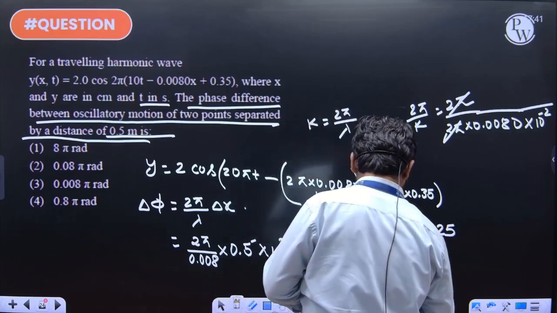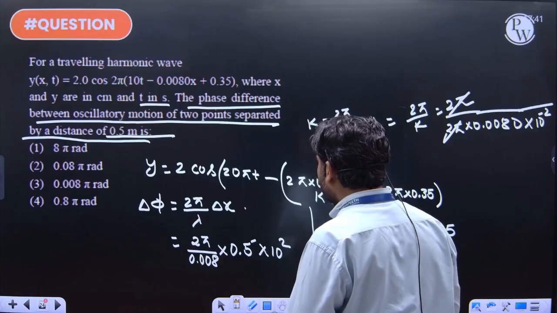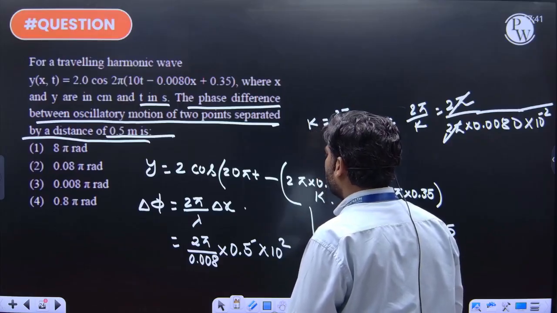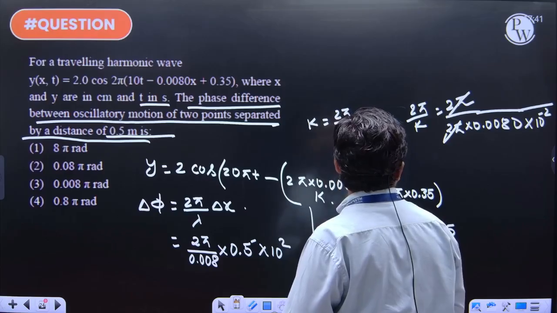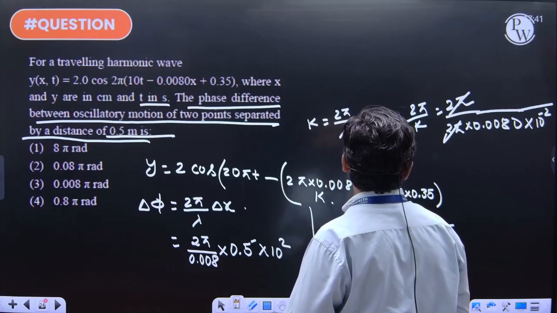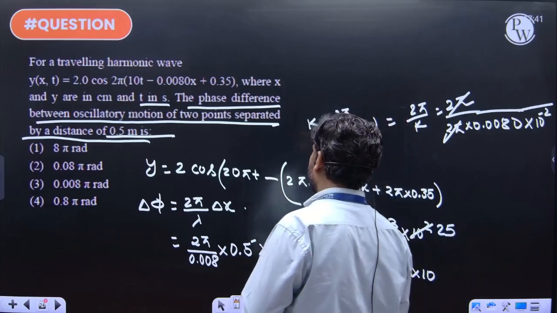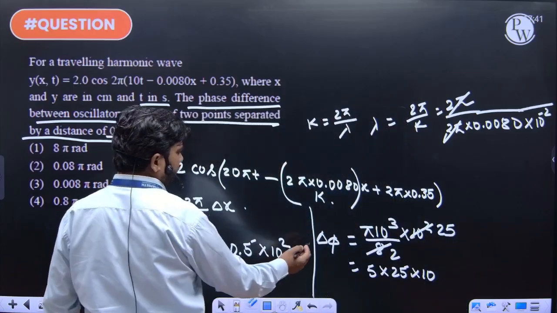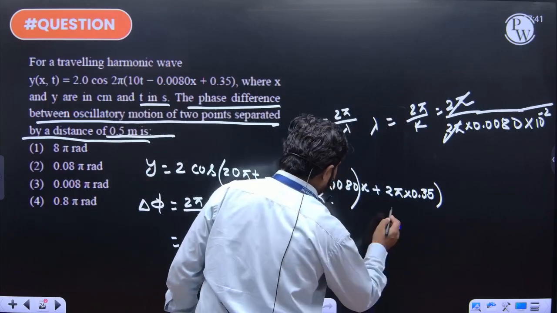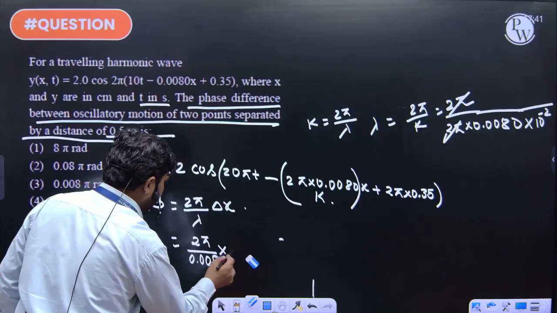Did I make any mistake? 0.008, thousand, λ. Oh. Sorry. One mistake I have made by putting the values. That's why we are getting a very big value. Just correct this one.